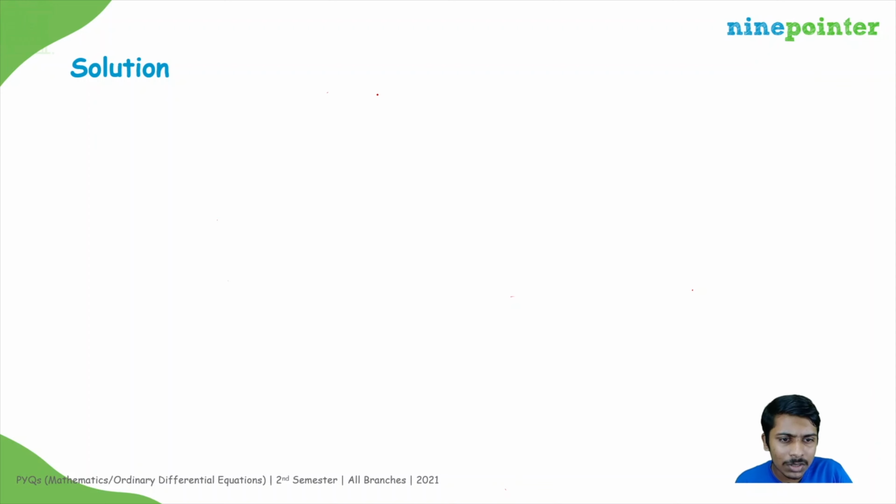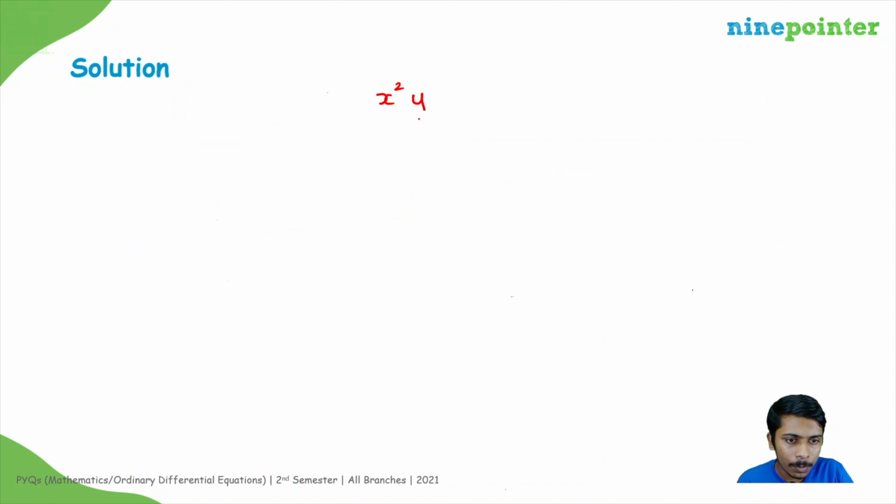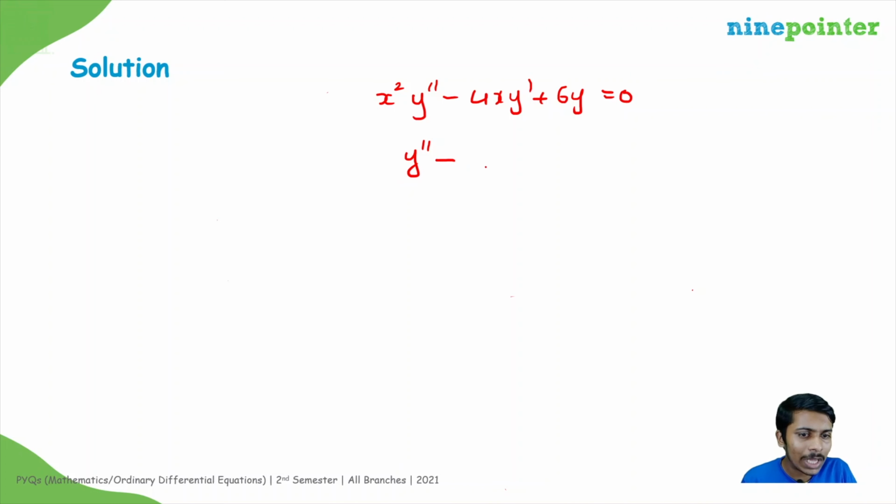But before that, I'm just rewriting the differential equation: x squared y double prime minus 4x y prime plus 6y equal to 0. To convert to standard form, I'm dividing by x squared. So that will be y double prime minus 4x divided by x squared, that is minus 4 by x y prime, plus 6y by x squared, equal to 0.